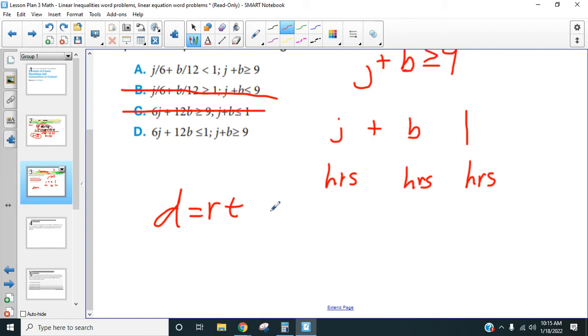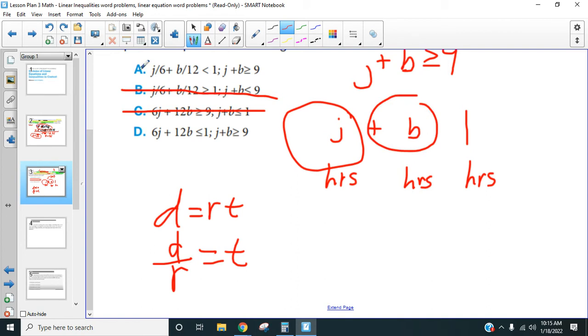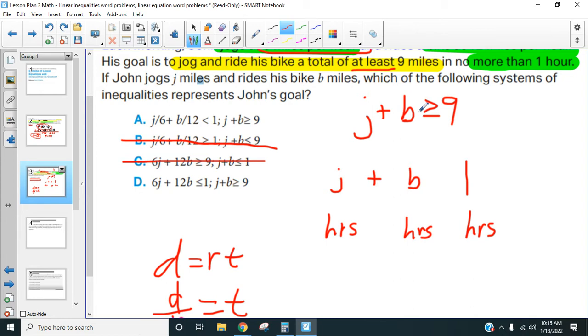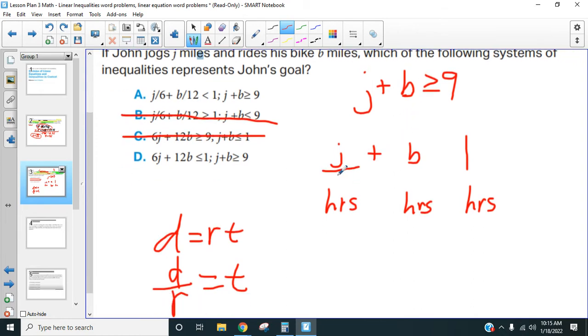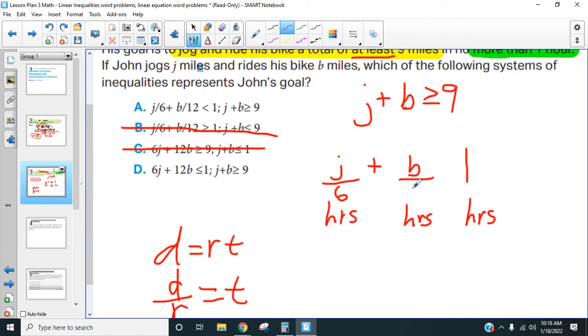All right. So when we do this and we want time to be in the equation, because that's what we're talking about in this inequality, then time is equal to distance divided by the rate. We have to do it this way in order to match up with our units. So we want this to be hours. In order to make that happen, we have to take the distance, which is J and B, and divide by the rate. The rate was 6 miles per hour, and then for bike, it was 12 miles per hour.